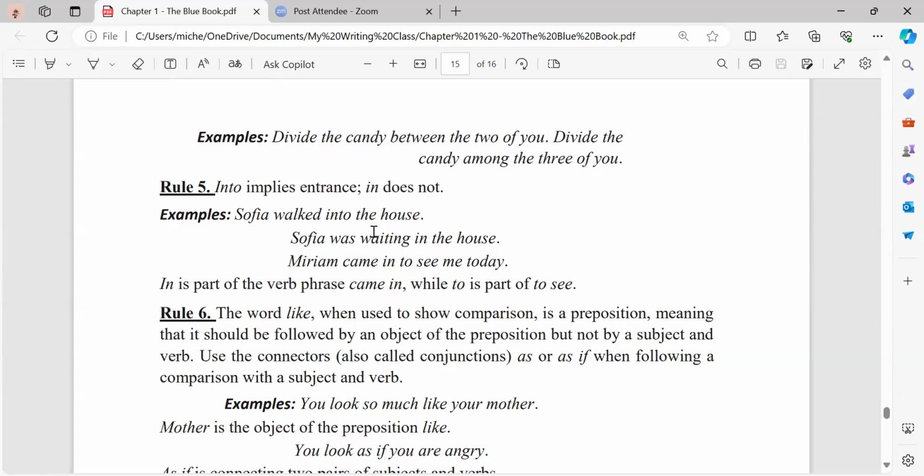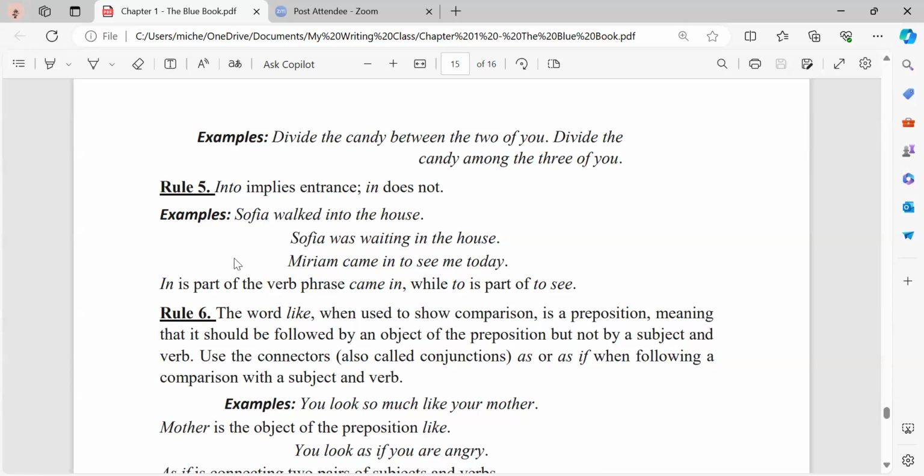Okay, so it's like this right here. I'm going to explain it again. So Sophia walked into the house, meaning that with "into" right here, we're describing how Sophia walked, meaning that she is going inside the house. Well, Sophia was waiting in the house. So "in" right here describes that Sophia is inside the house already. So basically she was already waiting inside, for the second example.